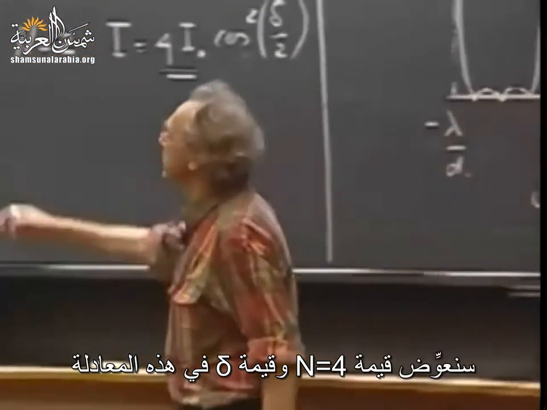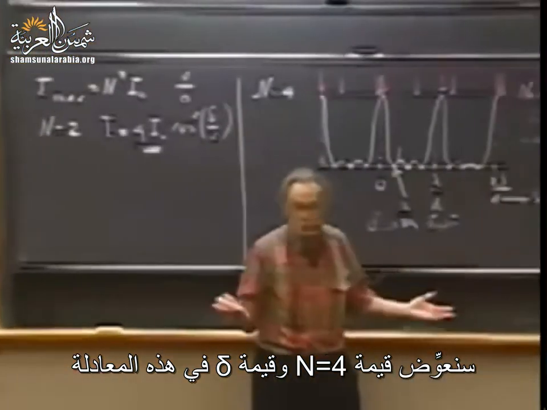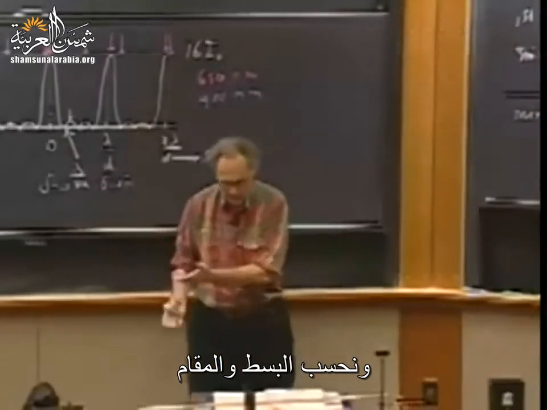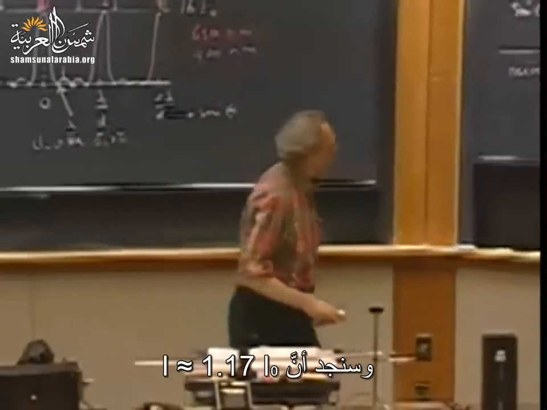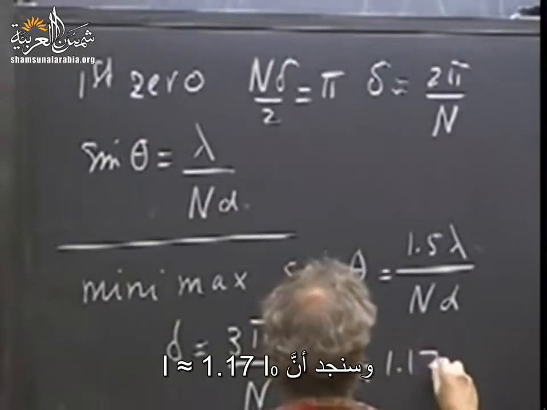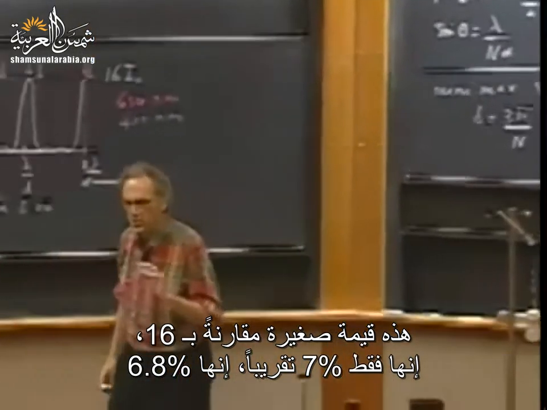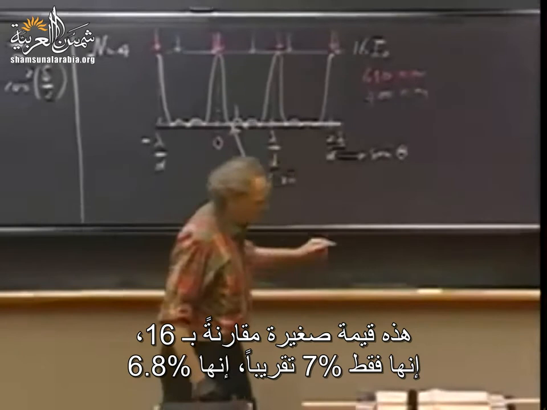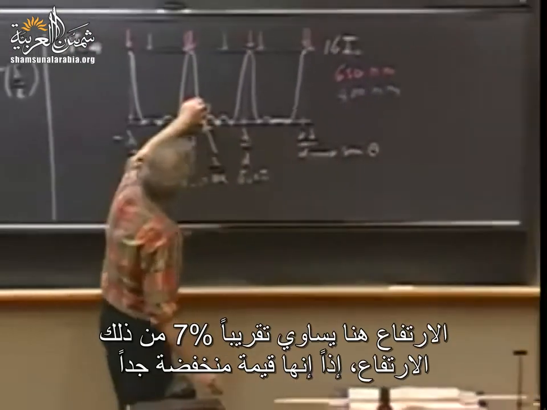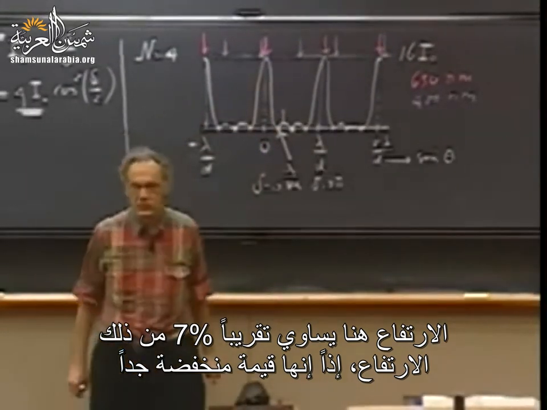And now you revisit this equation, and you just put in there n equals 4. You know what capital N is. You know now what delta is, so you calculate the upstairs, you calculate the downstairs, and you will find that I is approximately 1.17 I0. That's low compared to 16. This is only some 7%, 6.8%. So this height here is only some 7% of that height, so it's very low.